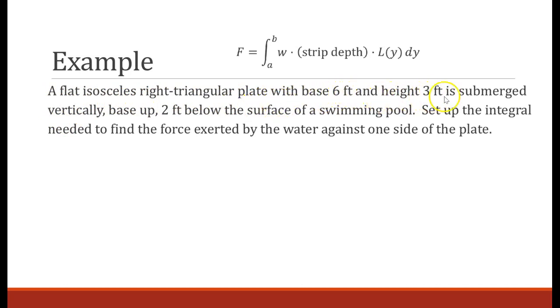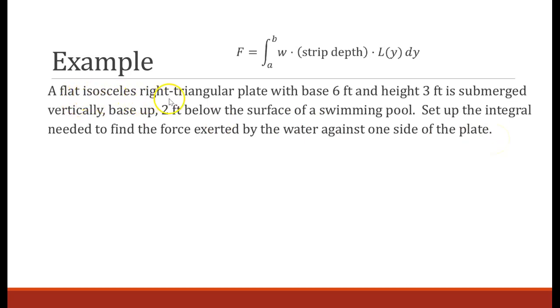In our next example, we have a flat isosceles right triangular plate with a base of 6 feet and a height of 3 feet, submerged vertically, base up, 2 feet below the surface of a swimming pool. Set up the integral needed to find the force exerted by water against one side of the plate.